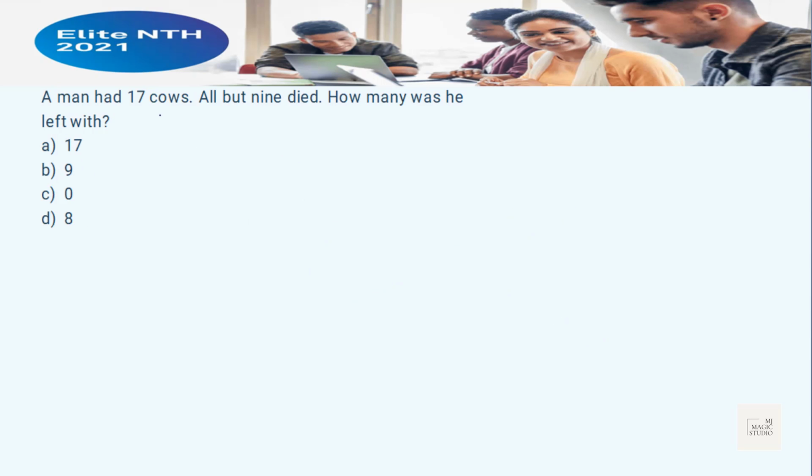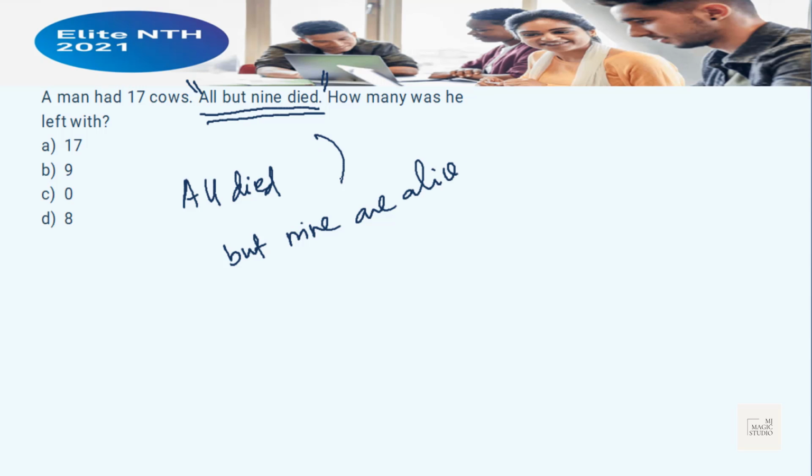Option B. A man had 17 cows. All but 9 died. It's a trick with the phrase, I guess. How many was he left with? All died, but 9 are alive. This is what this phrase means. All but 9 died. All died, but 9 are alive. How many was he left with?